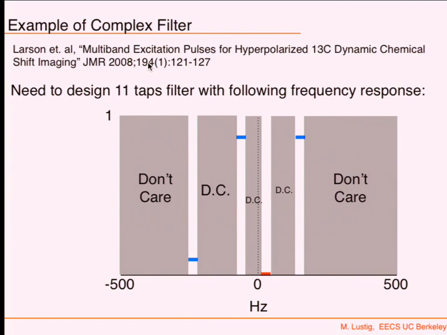Oh, so 11 coefficients. Okay. So the order of the filter is 10. Okay. That's what we had.